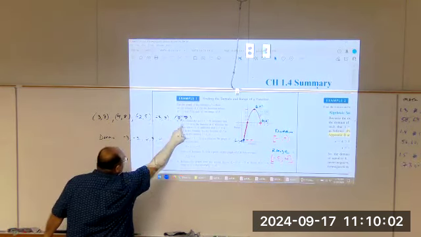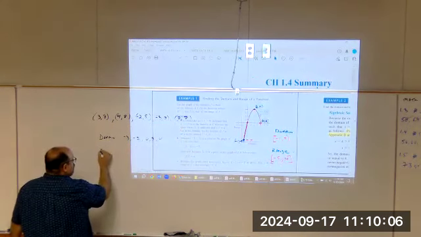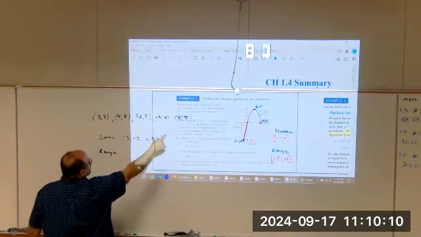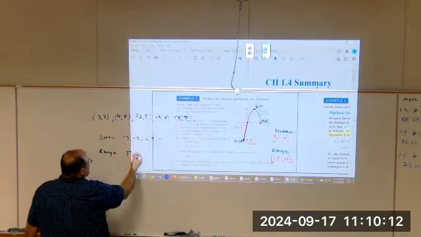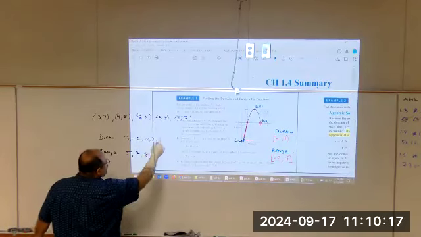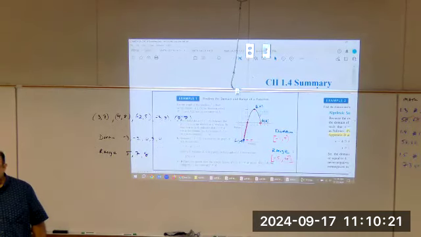1, 2, 3, 4, 5 ordered pairs. 1, 2, 3, 4, 5 different x's. The range, I would just list the y values. Now, I have a 5. Then I have a 7. Then I have an 8. I already wrote down 7 and 8, so I don't need to write them again. Okay, sorry. And that's fine.